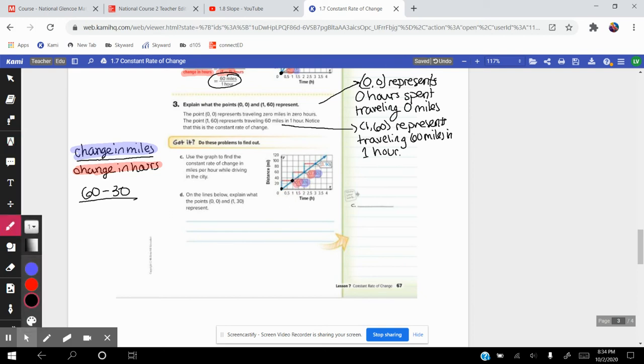I have to subtract in the same order as I previously did. If I subtracted 60 minus 30 for the change in miles, I have to do 2 minus 1 for the change in hours. 60 minus 30 is 30, divided by 2 minus 1, which is 1. 30 divided by 1 simplifies down to 30. So the constant rate of change is 30 miles per hour.